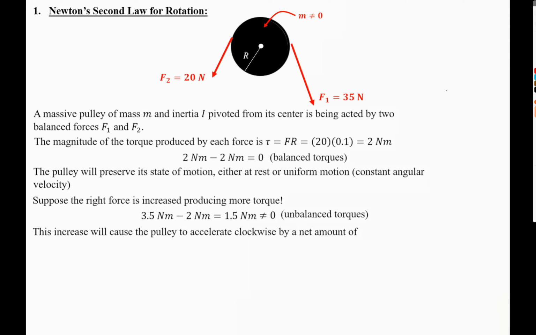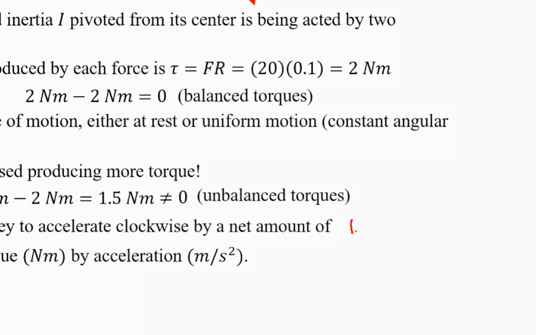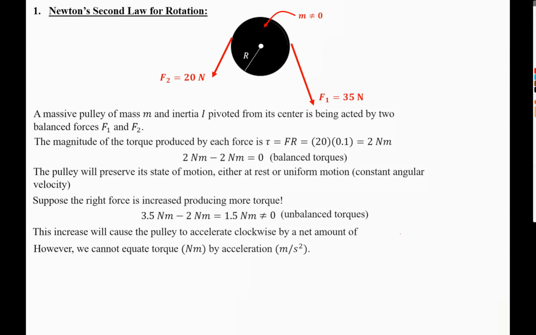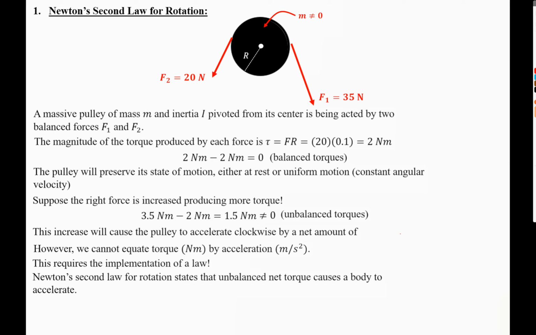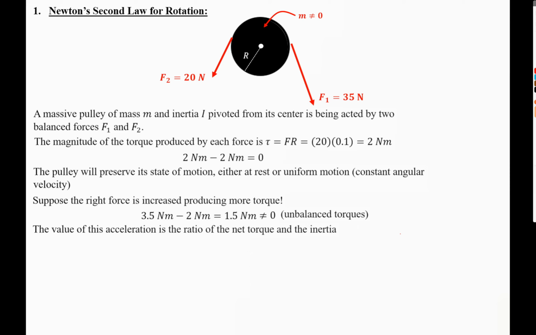This increase will cause the pulley to accelerate clockwise by a net amount of what exactly? Now here, this amount would be related to 1.5 Newton meter. However, we cannot equate physical quantities with different units. We cannot equate a Newton meter with acceleration. This can be done by implementation of a law, and for sure here we're talking about Newton's second law for rotation, which states that unbalanced net torque causes a body to accelerate. The value of this acceleration is the ratio of the net torque and the inertia.